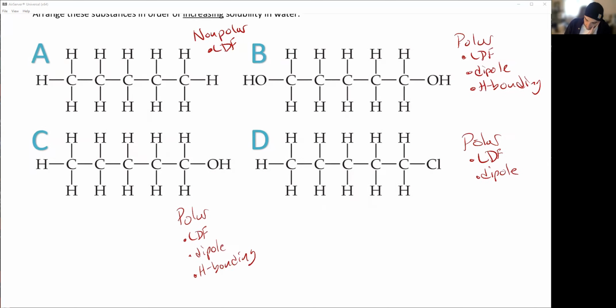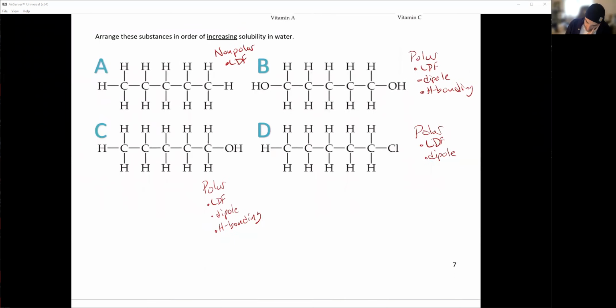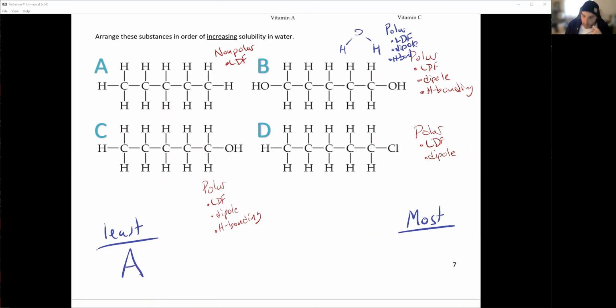So there we go. In terms of solubility in water, the least soluble to the most soluble. Right away, we can say things that are unlike water. We know that water is polar, very polar. We know it has London dispersion forces, it has dipole-dipole, and it absolutely has hydrogen bonding. So if it has all of those, we know that A is the least like it. So A is going to be the least soluble.